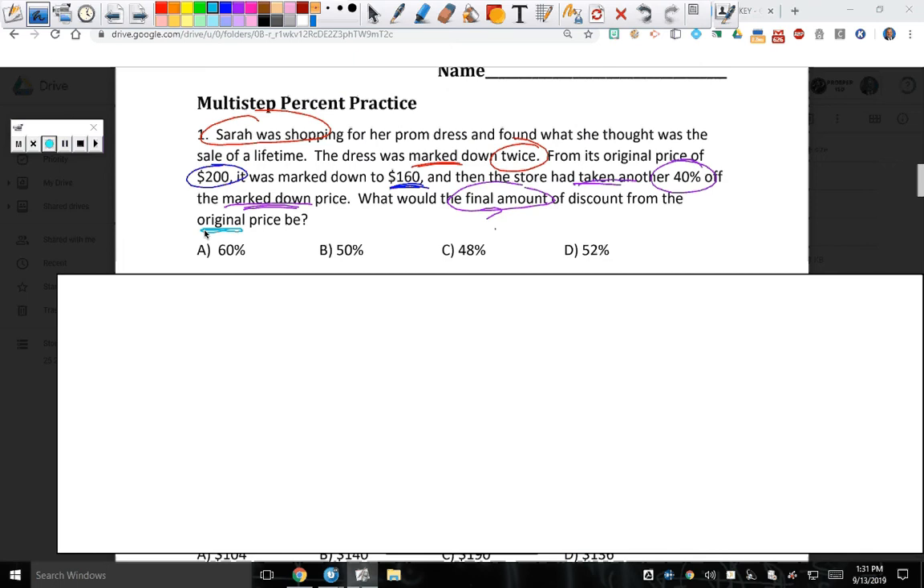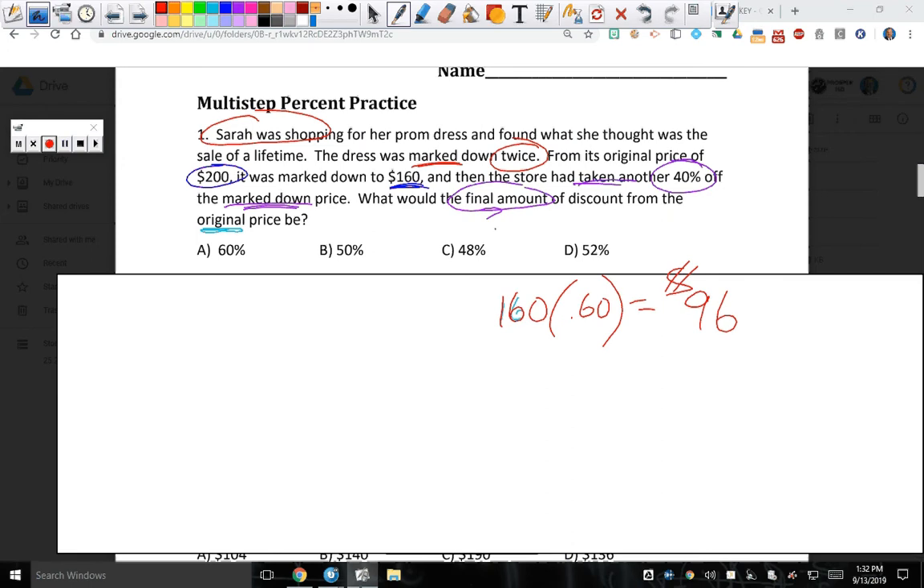Is it 40% of 160? Oh, okay. So it's 40% of 160. So here we go. If I have a markdown of 40%, what number can we multiply this with? 0.6. So with your calculator, 160 times 0.6, that means it got marked down to $96.